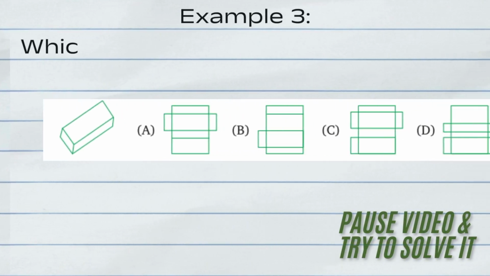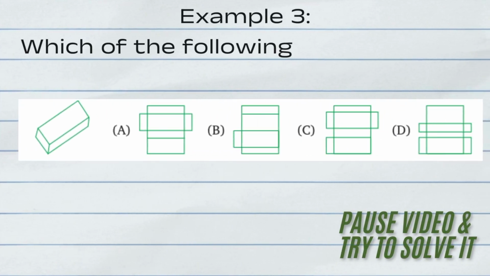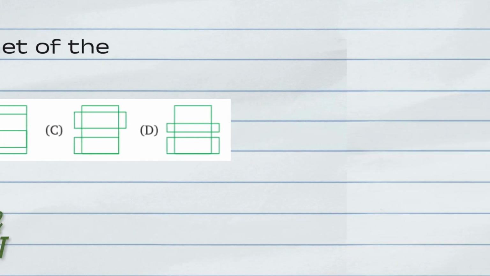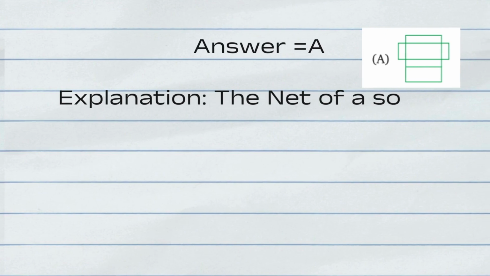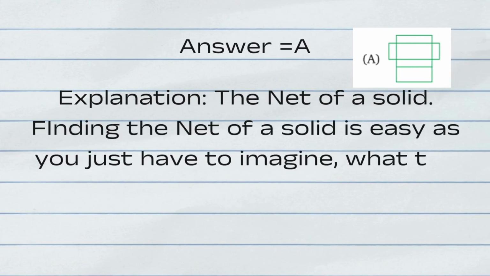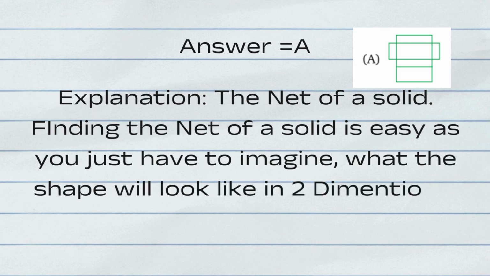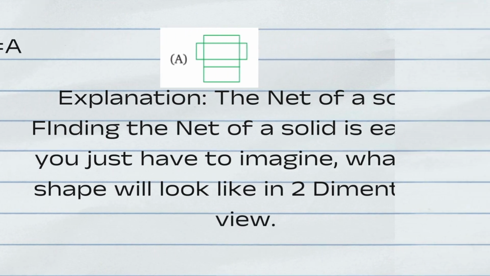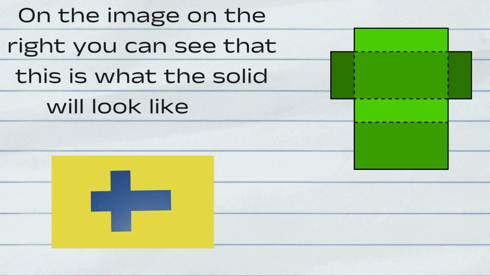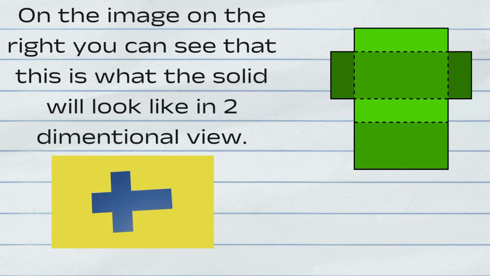Example 3. Which of the following is a net of the given solid? Pause video and try to solve it. Explanation. The net of a solid. Finding the net of a solid is easy, as you just have to imagine what the shape will look like in 2-dimensional view. On the image on the right, you can see that this is what the solid will look like in 2-dimensional view.